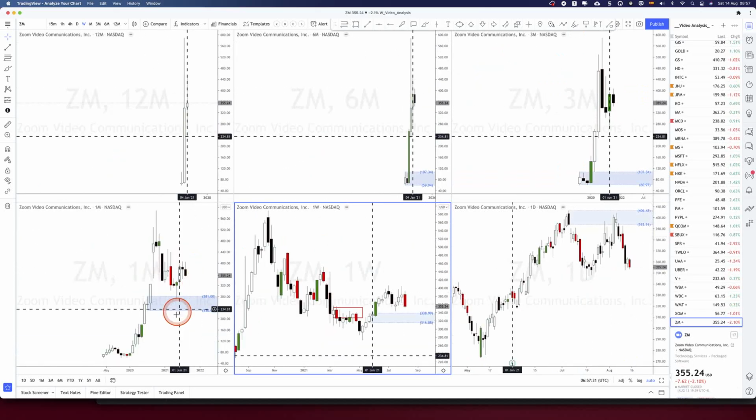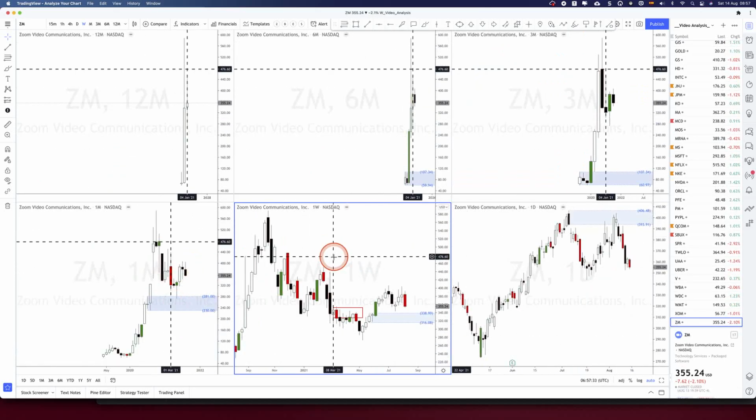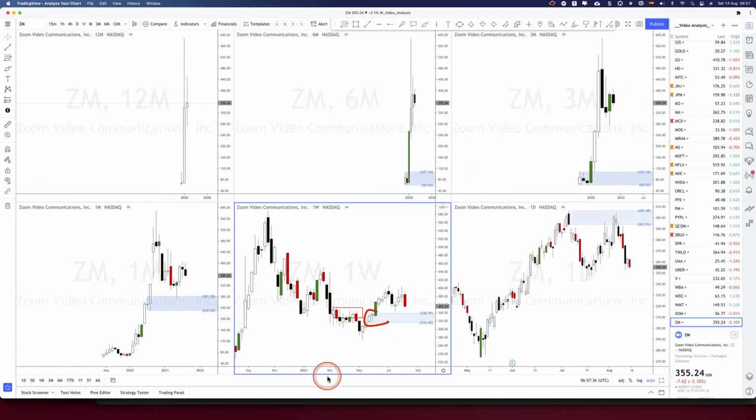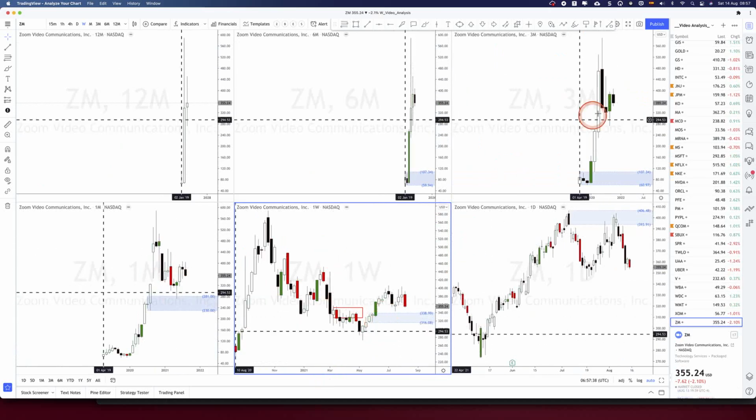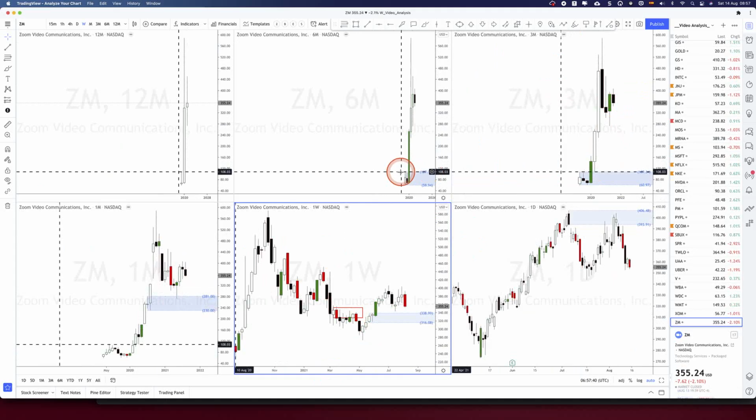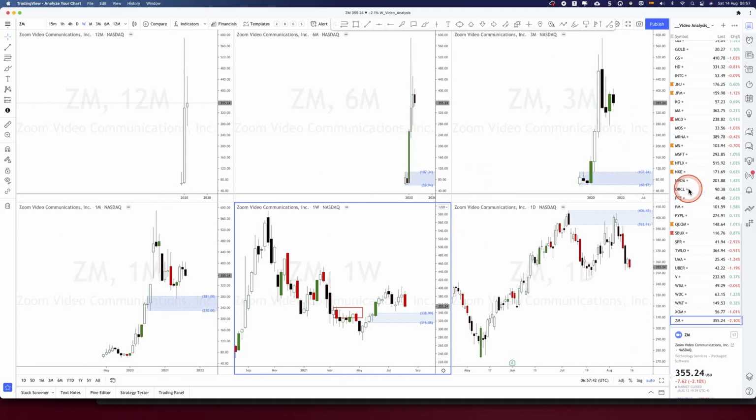Zoom Communications, tested area of demand on the weekly. This area of demand is not strong enough. It could retrace all the way down. Waiting. Longs if new levels are created.